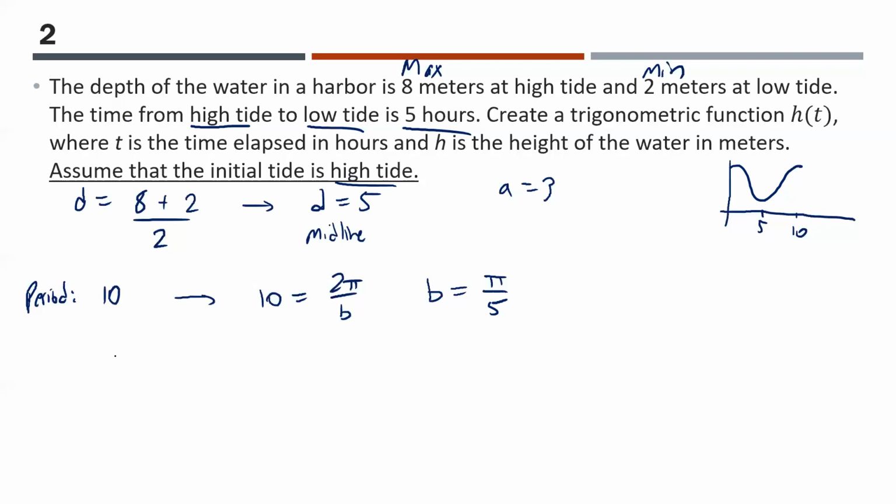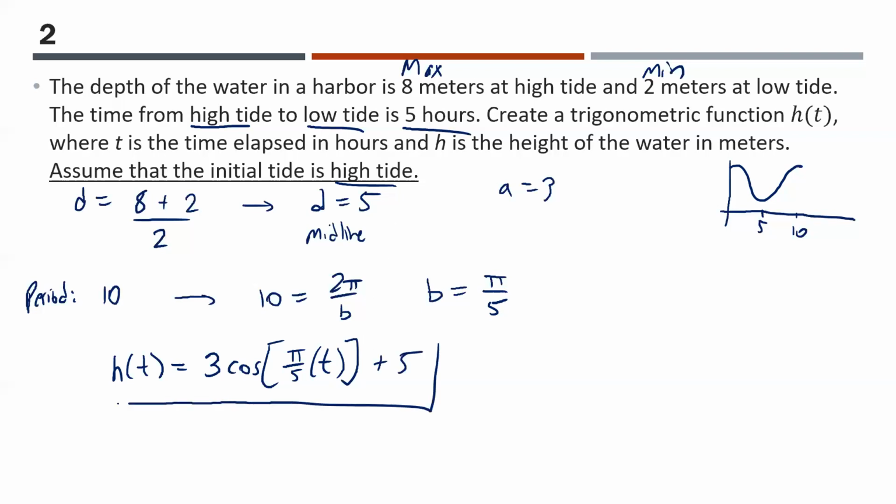Bottom line is we can make our function h(t) equal a, which is 3. We'll use cosine, so we start at our max. b is π/5. t, which is our x in this case, is just going to stay there. There's no c value, so there's nothing else to put in there. And then plus d, so plus 5. That would probably be the most concise answer for this question.